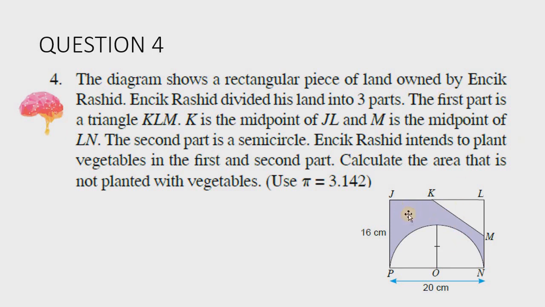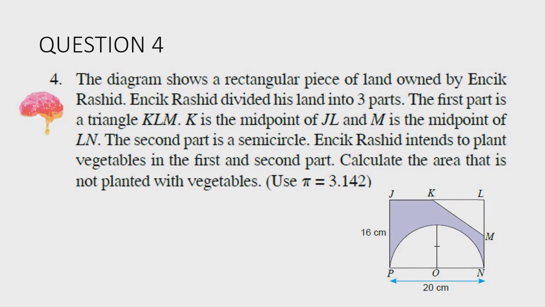So it asks you to find the area that is not planted with vegetables. So actually the question is asking you to find the shaded region here, because the triangle shape here and the semicircle shape here are already planted with vegetables.